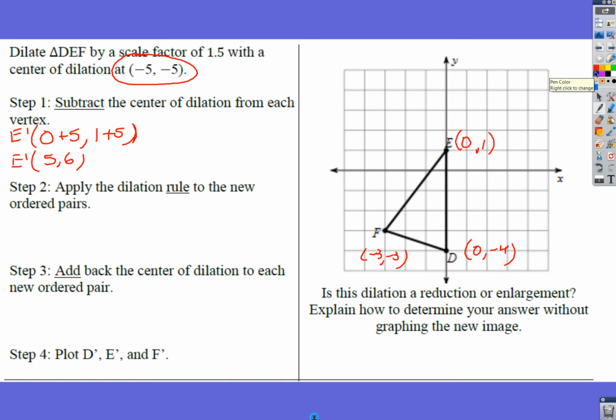Let's change the color. And now let's do F prime. F starts off at -3, -3. So if -3 is the x, then we're going to add 5, just like we did over there. And -3 happens to be the y, you add 5 also. So F prime is at 2, 2. For now. For right now.